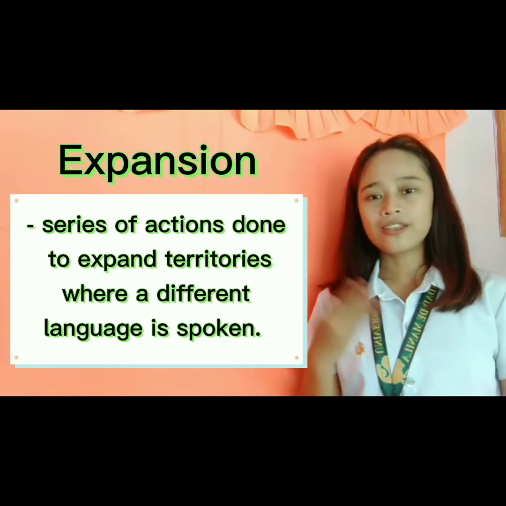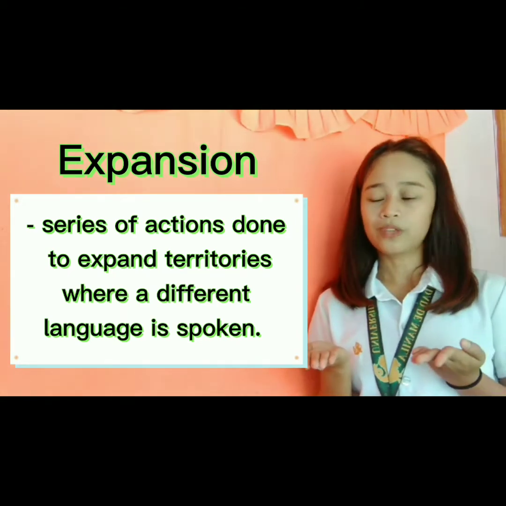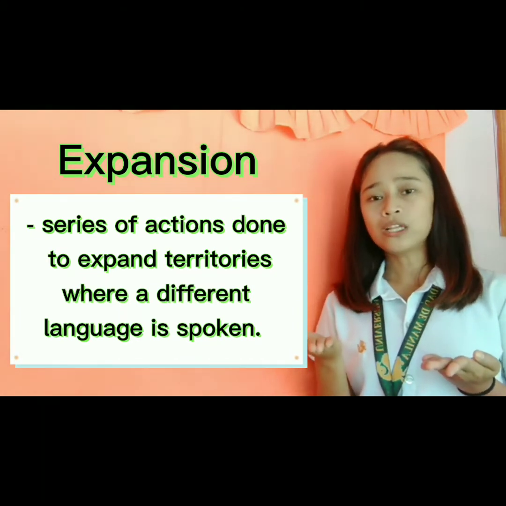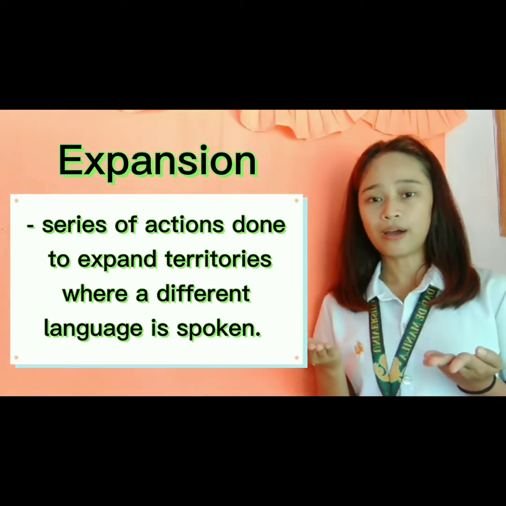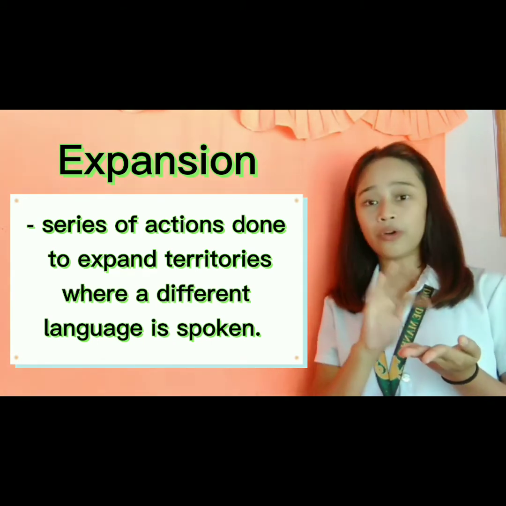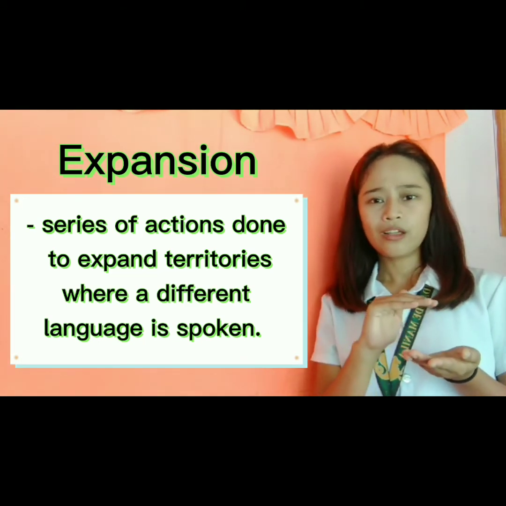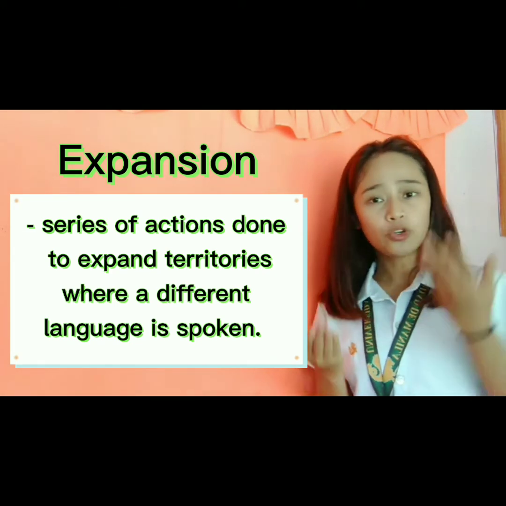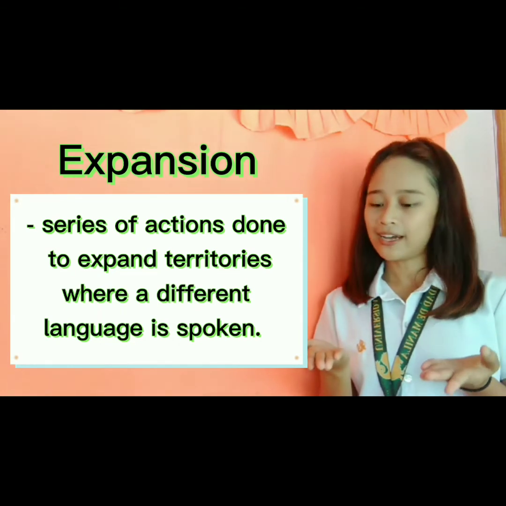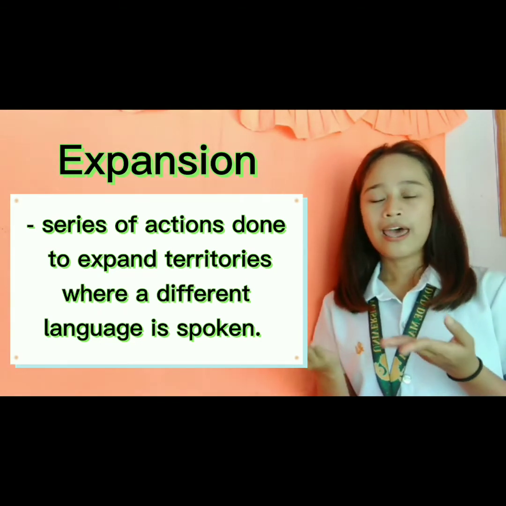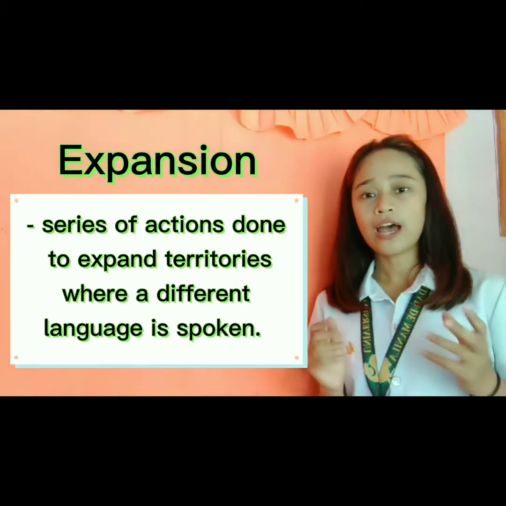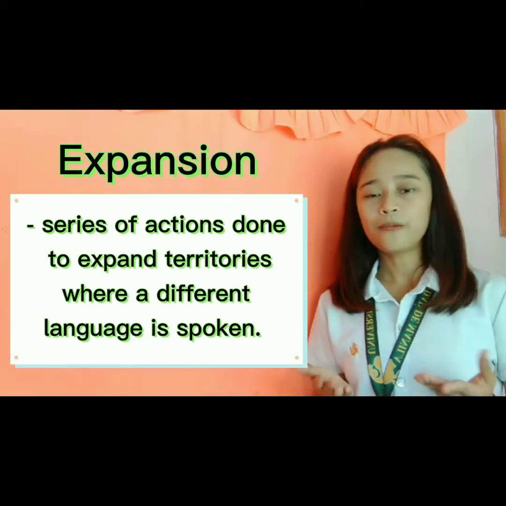Just for example, this is group 1 and this is group 2. Group 1 has more power than group 2. Then group 1 wants to expand their territories by colonizing or overpowering group 2. If the expansion happens, group 2 might acquire or learn the language of group 1 and vice versa. So when the expansion happens, the development of bilingualism starts.